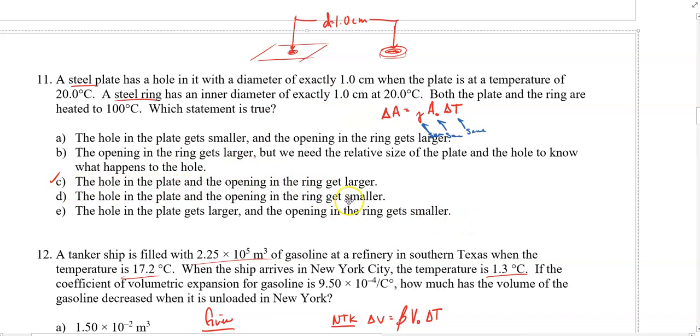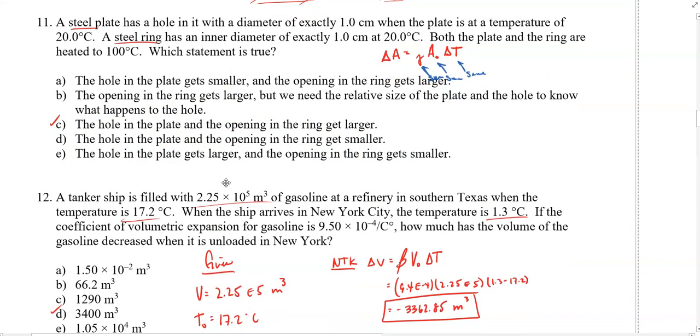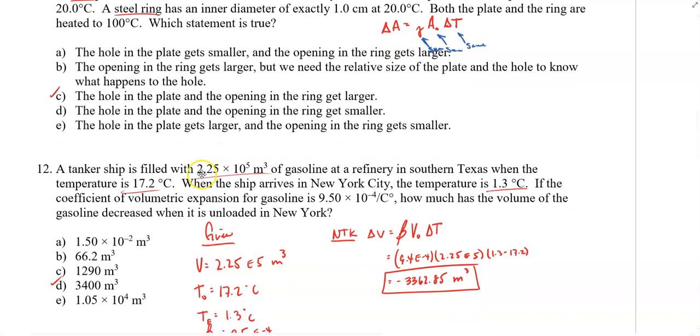The hole in the plate and the hole in the ring get larger because of the temperature increase, and they get larger at the same rate. So clearly A, D, and E don't work here. B is a bit tempting, but we do have to recognize that the area is exactly the same regardless of the surrounding material. They both change at the same rate. So C is the best answer here.